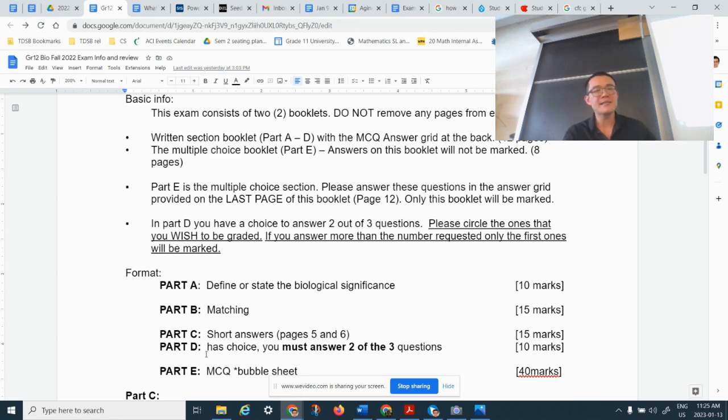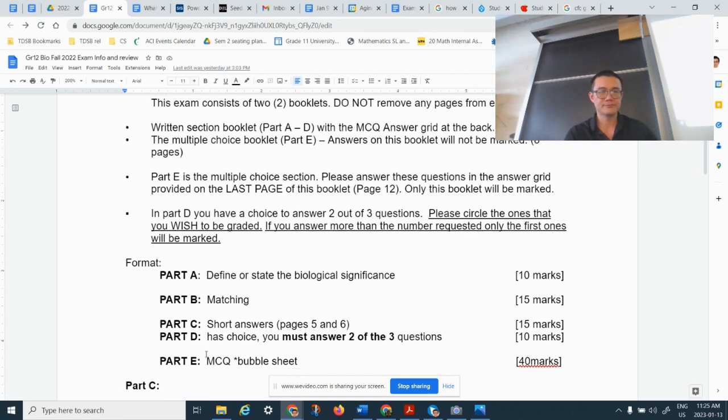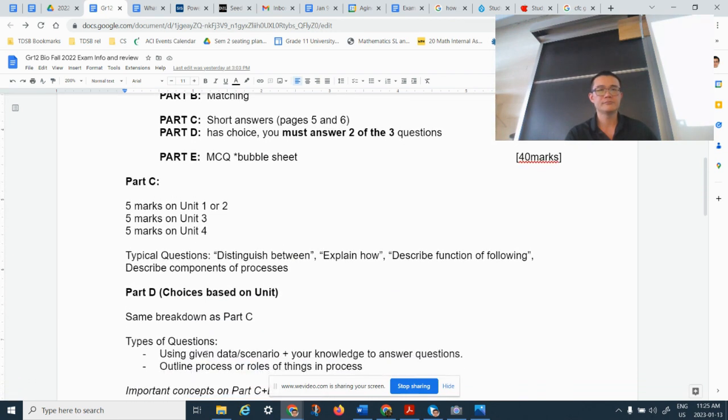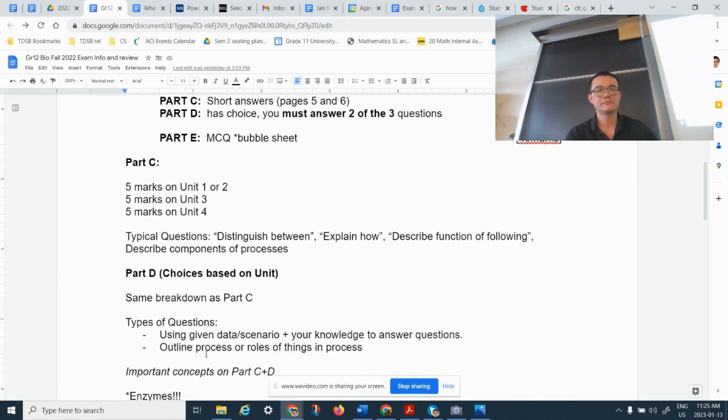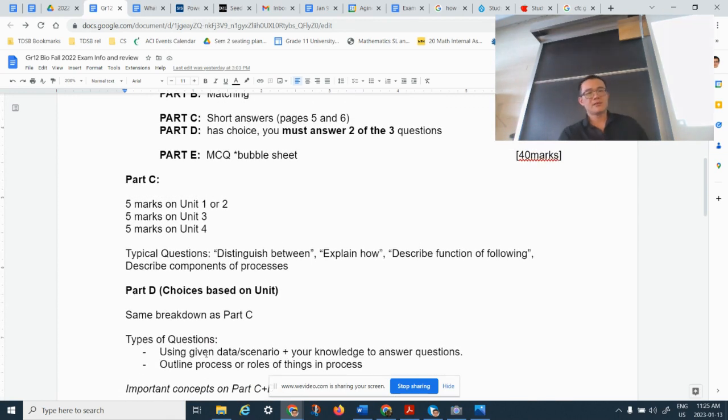Now, part C and D. Let's look at that first. So part C, you have to do all these questions, okay? Do all these, you have to do all the short answers. So it's evenly split between Unit 1 and 2, Unit 3, and Unit 4.